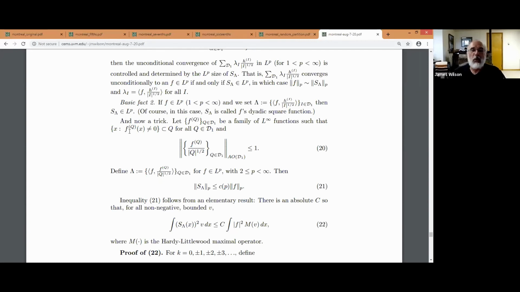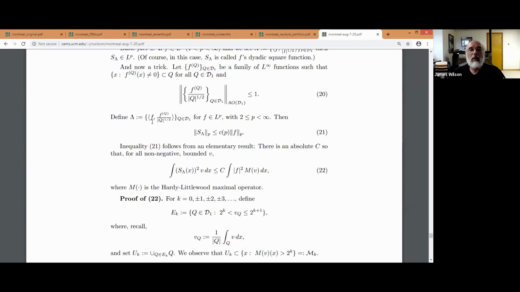So now here's the trick. Suppose you have a family of L infinity functions supported on Q, and suppose that the almost orthogonality size of this family is bounded by 1. Now let lambda be this collection of numbers, the inner product of f with these functions, for f in LP of Q. Then this will be no bigger in size than a constant depending on p times the LP norm of f. That is, you don't need Haar functions. All you use is the almost orthogonality size.